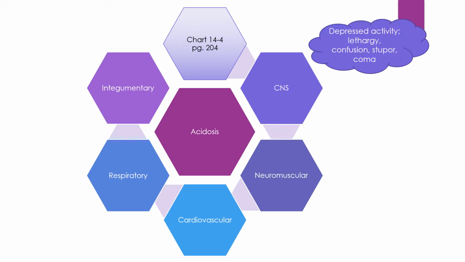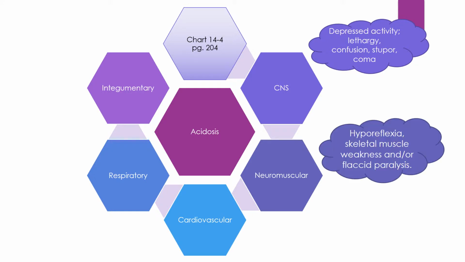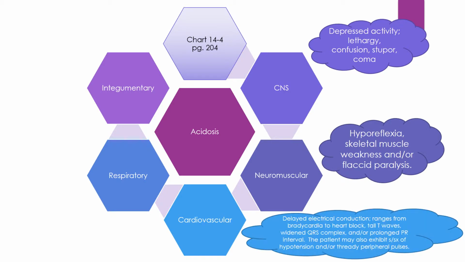In the central nervous system, the patient will exhibit depressed activity such as lethargy, confusion, stupor, and/or coma. In the neuromuscular system, the patient may exhibit hyporeflexia, skeletal muscle weakness, and/or flaccid paralysis. In the cardiovascular system, the patient may exhibit delayed electrical conduction ranging from bradycardia to heart block. You have tall T waves, widened QRS complexes, and/or prolonged PR intervals. The patient may also exhibit signs and symptoms of hypotension and/or arrhythmic peripheral pulses.